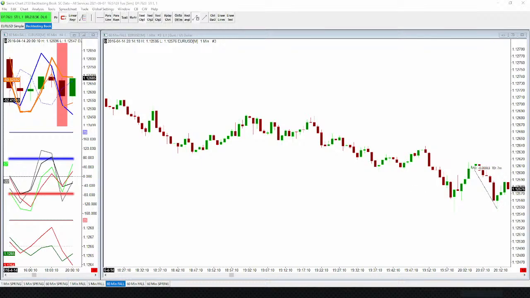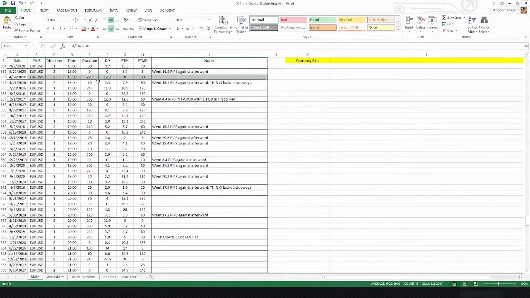Let's check one more, just to see. So let's find one that's obviously a loser. So 12.9, 12.8. So that's a loser right there. That's barely a loser. It went 4.4 pips in favor with 3.1 drawdown in the first 5 minutes. Actually, this is one of the ones I think we changed over. So that one would have won.